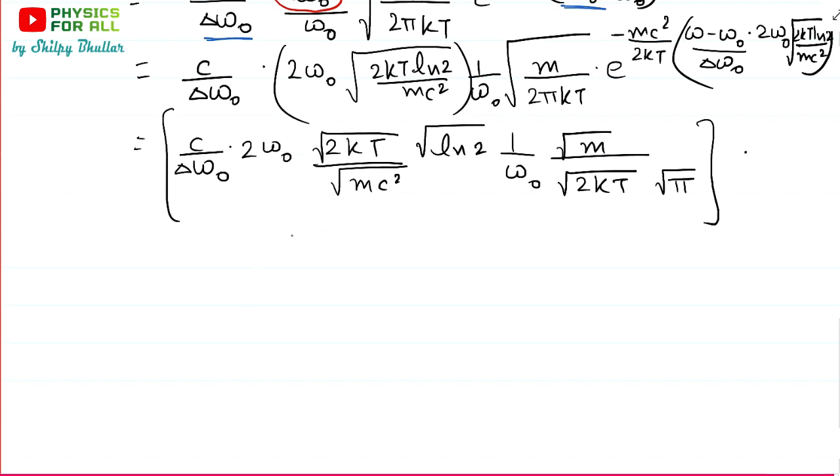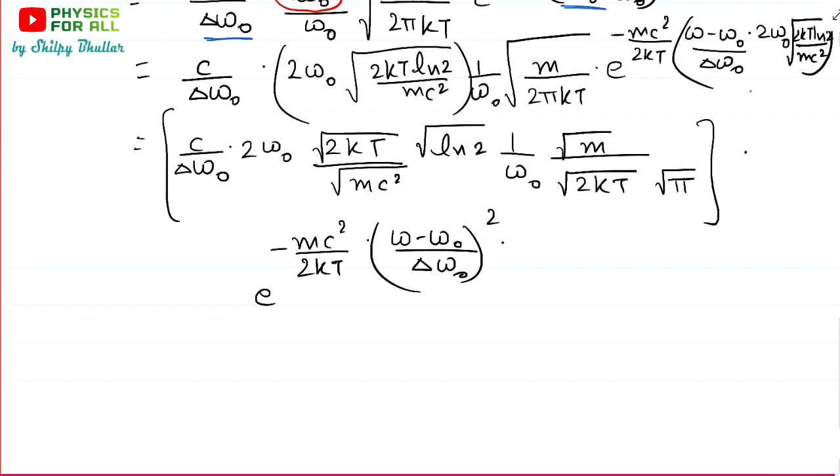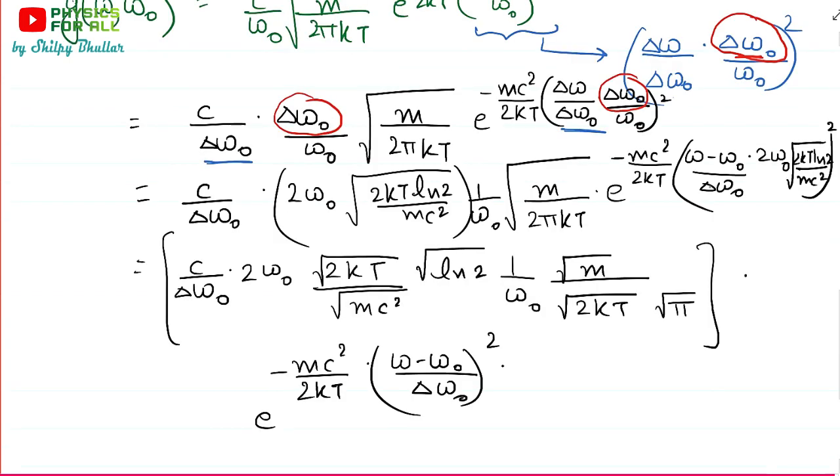term. See, this is multiplying, and the exponential term says minus mc square upon 2kt. Then we have omega minus omega naught upon delta omega naught whole square. And then we have, now we have to square it. After all, we are just squaring everything. So this portion gives me 2 2s are 4 omega naught square, then 2 kt ln 2 upon mc square. So this is everything in the power of exponent.